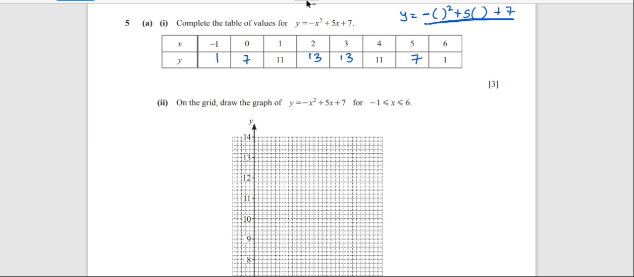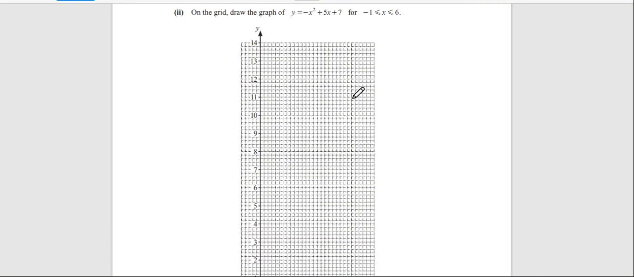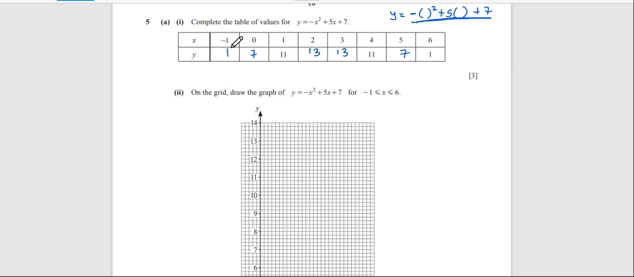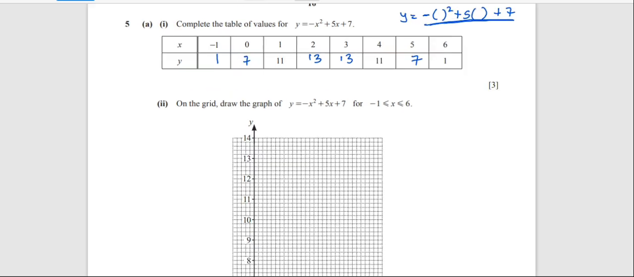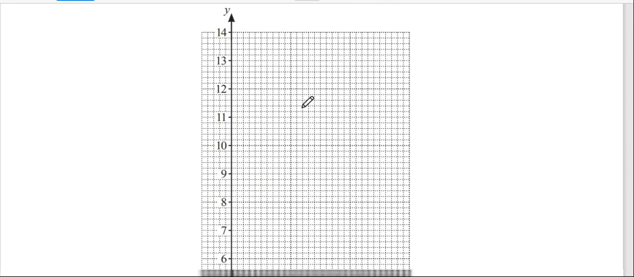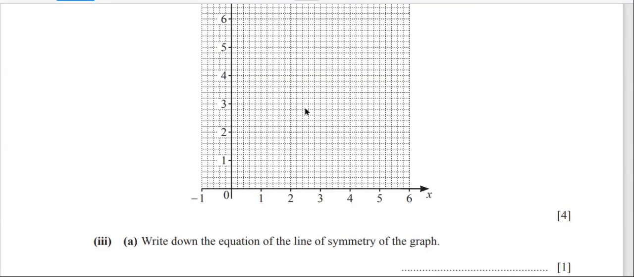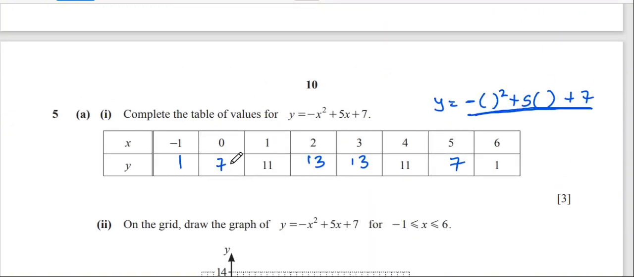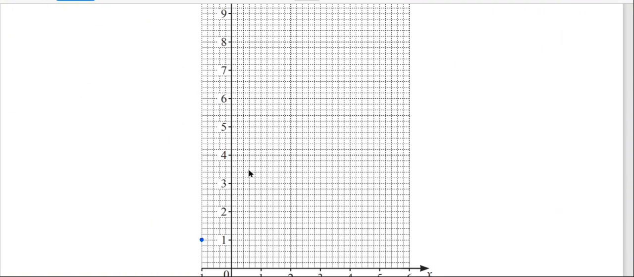So the next thing is to come back to the graph. So I'm going to minimize this further. So you come back to the graph, you locate all these points here. I think I have to increase it because it's becoming too tiny. So anywhere I have where x equals -1, y equals 1. So I go to where x equals -1 and y equals 1. So that's my point there. Then when x equals 0, y is 7. So when x equals 0, which is here, y is 7.